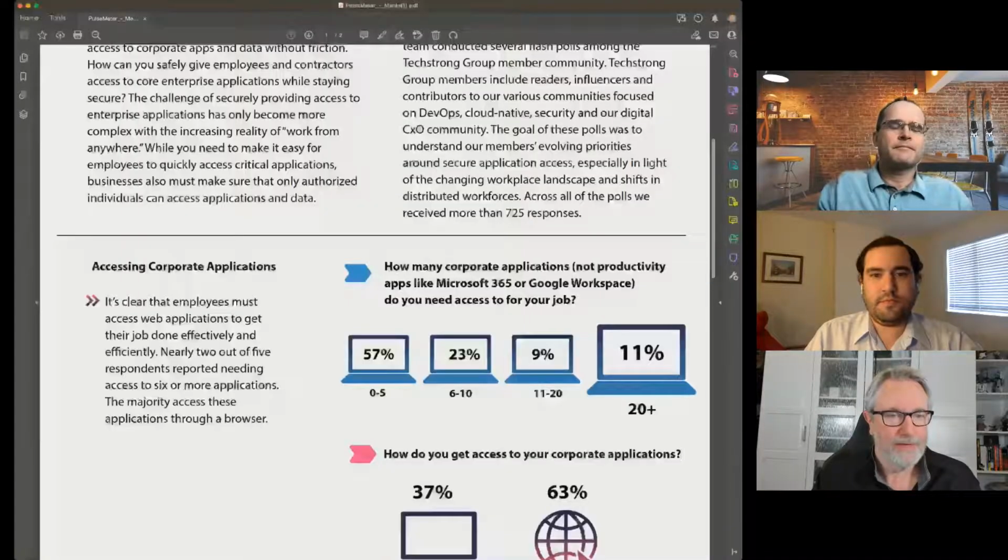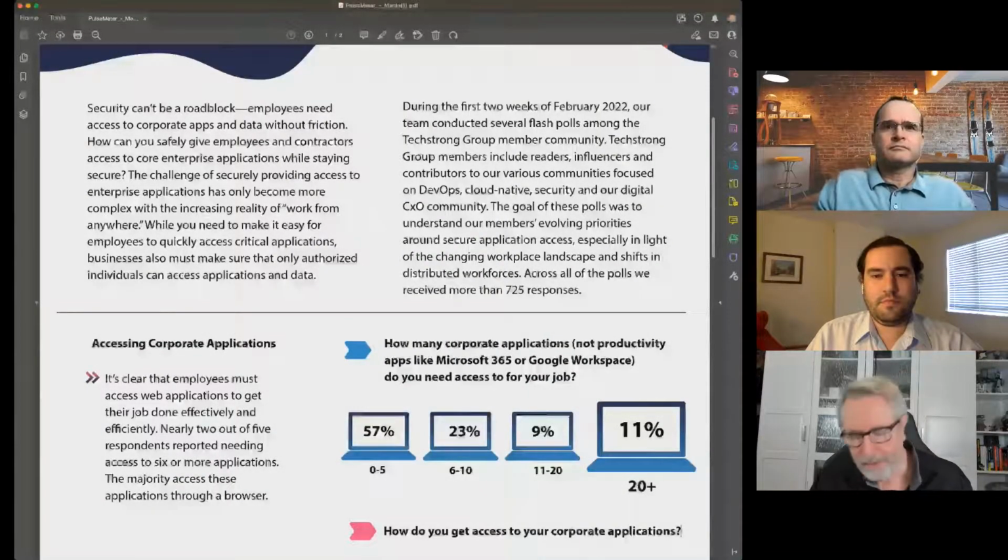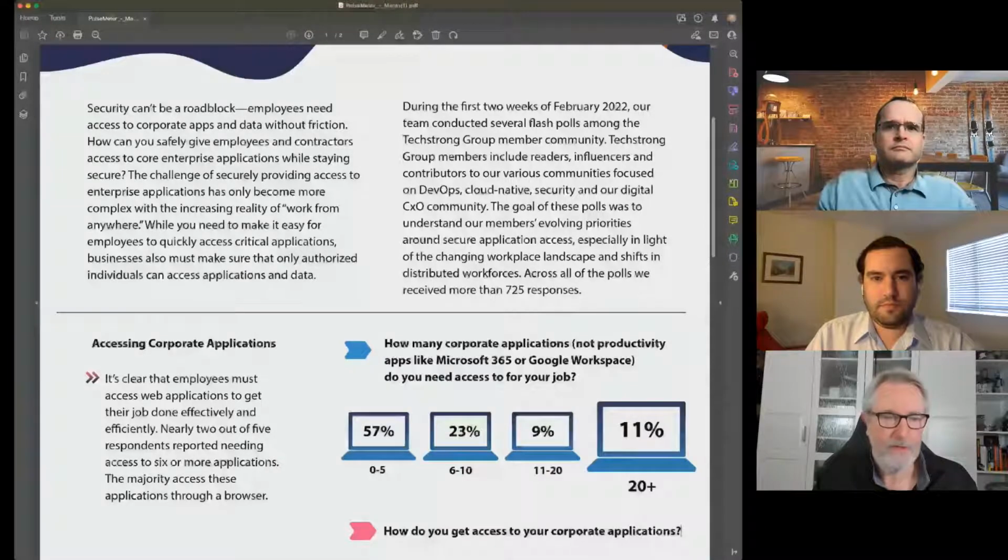So I'm just sharing my screen. You can see the pulse meter coming up online. Let's jump down to this first question. How many corporate applications, not productivity like Office 365 or Gmail, et cetera, but things like Jira and Confluence and internal developed apps, business applications, do you need to access for your job? So a range of responses here between the different numbers here.